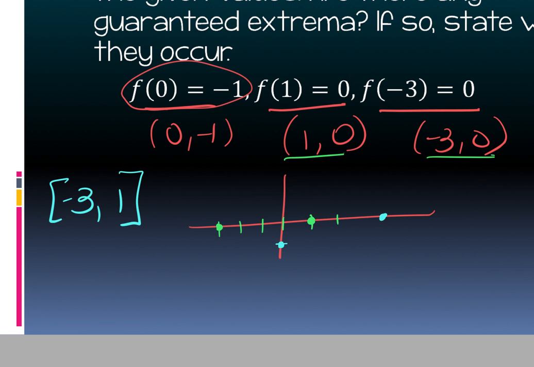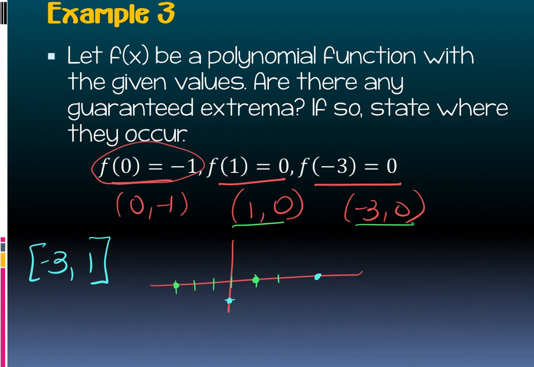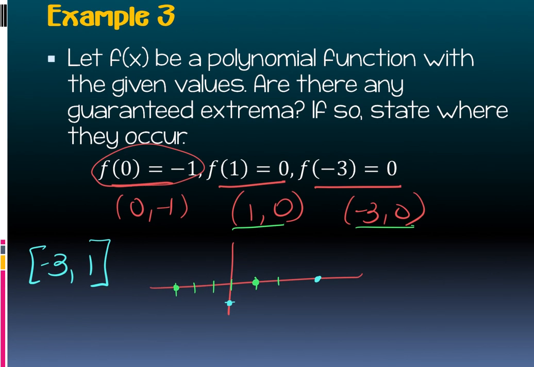So the trick here is that they throw in other points. Just look for your x-intercepts. Those are your zeros. But if you had the other 0 there, you would have 2 places where there would be a guaranteed extrema.